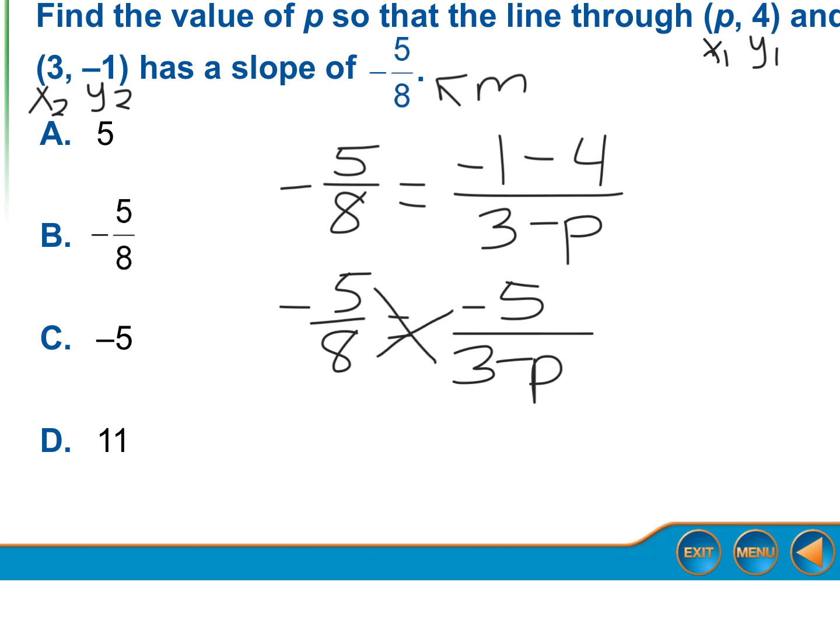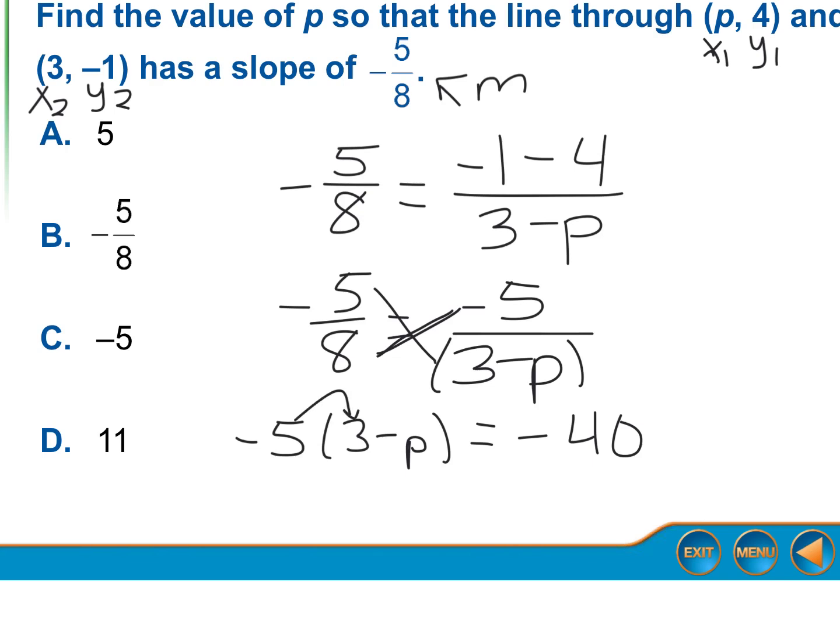Cross multiply. So we take negative 5. Remember, if you have a number with something else, parentheses. So we have negative 5 times 3 minus p equals, what's on the other side? 8 times negative 5, which is negative 40. And then we solve from here. What's my first step in solving? Distribute. What's negative 5 times 3? Negative 15. Negative 5 times negative p. Negative or positive? Plus 5p equals negative 40.